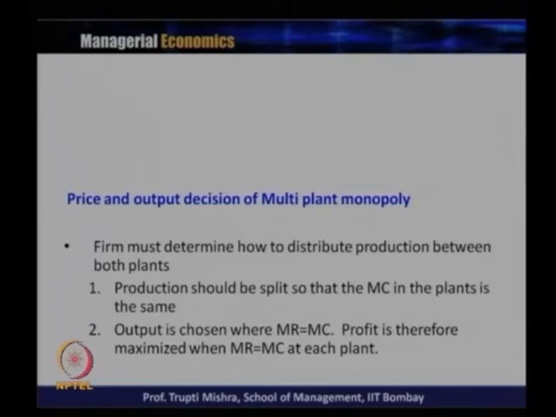So production should be split so that the marginal cost of each plant, the per unit cost added to the total cost by producing one more unit, should be the same. Output is chosen on the basis of the same marginalist rule, that marginal cost has to be equal to marginal revenue, and profit is maximized by following this equalization rule, that is marginal revenue equal to marginal cost at each plant.